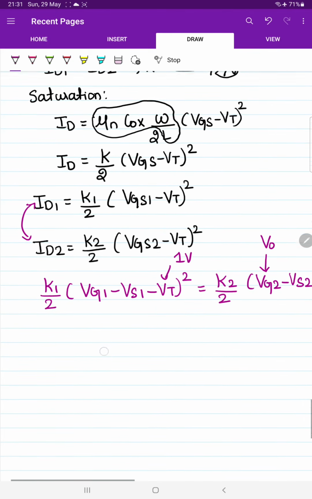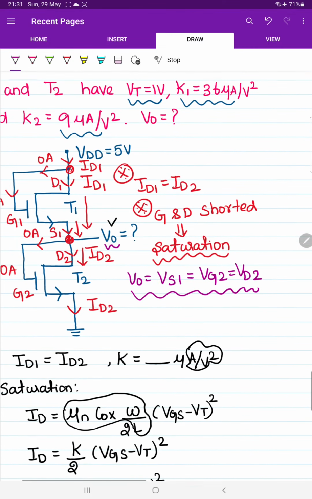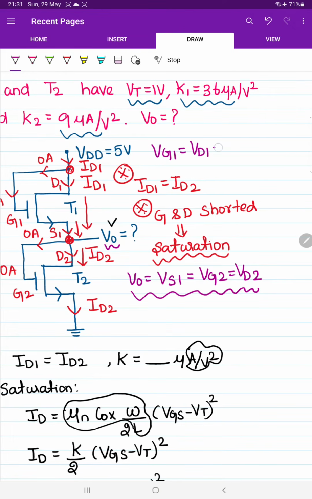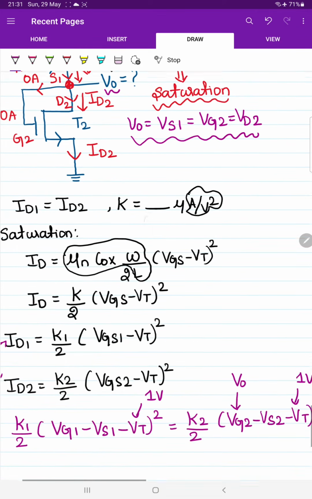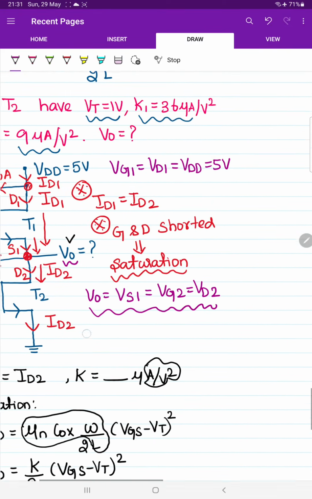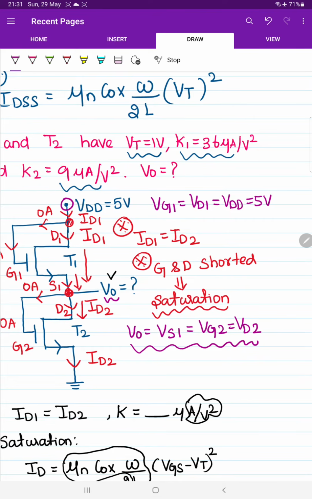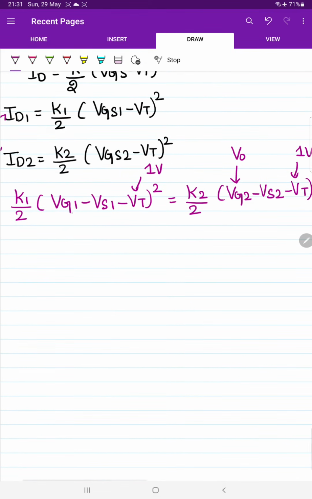What about VG1? Let us see. VG1 is connected with VD1, so I can say VG1 is equal to VD1. Both are short circuited. Of course it will be equal to VDD. VDD is given as 5 volts. Did you observe it in the diagram? So the value of VG1 is going to be 5 volts. And I told you VS1 is equal to the gate terminal of the second transistor, which is also equal to the drain terminal of the second transistor, that is V0. So in place of VS1 I can substitute V0.